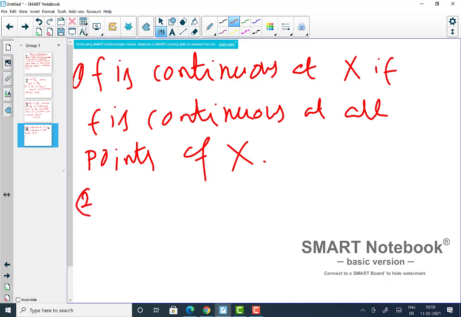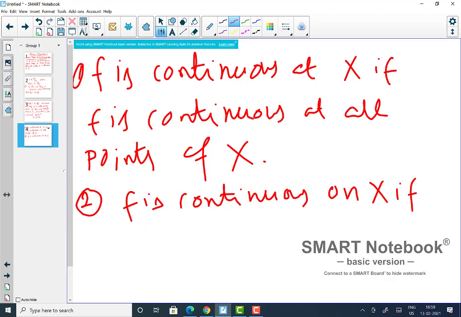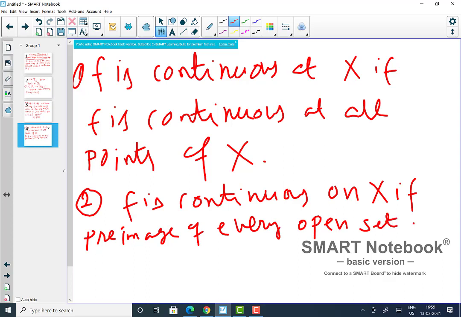Okay, definition 2, we can say that f is continuous on X if the pre-image, pullback, whatever you want to call it, of every open set is open in X. So if you choose any open set of Y, its pre-image is open in X.